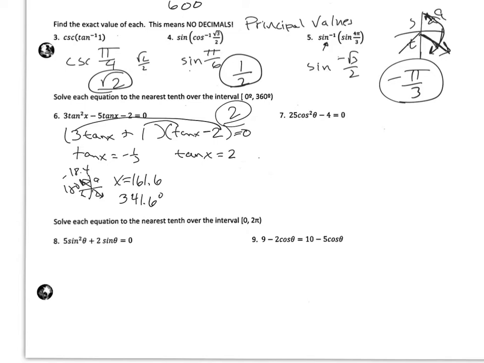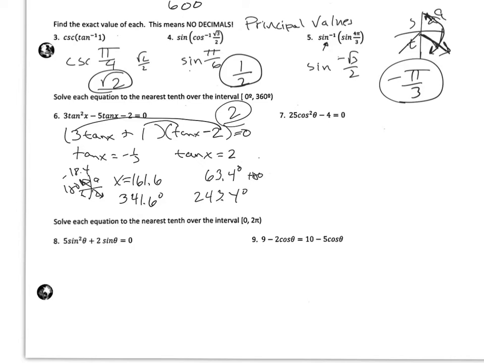Tangent of x equals 2. This is a first quadrant answer, so you do want the angle from the calculator, 63.4 degrees. And then, of course, 180 added to that, because we're going to go into the third quadrant, 243.4 degrees.